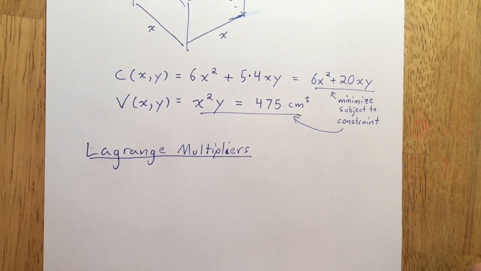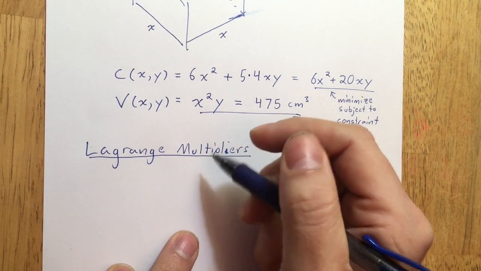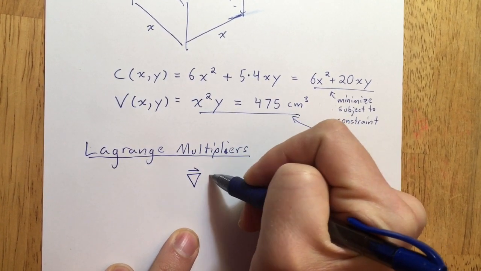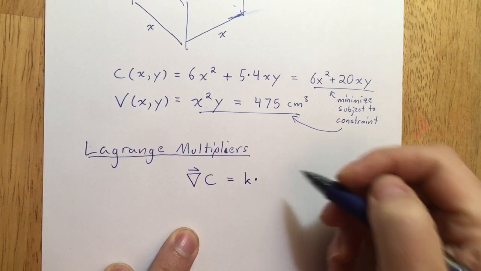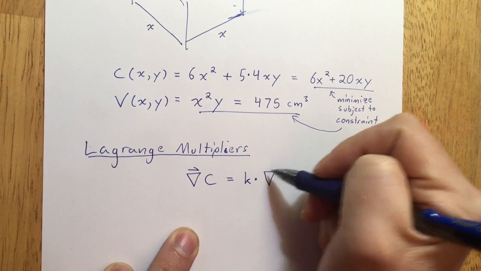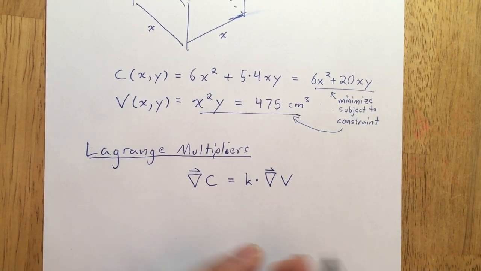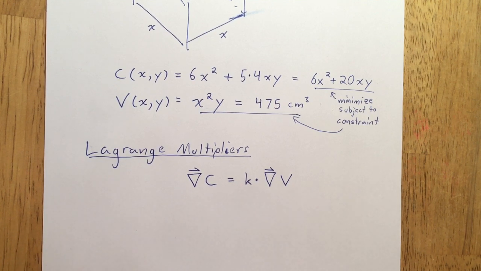Lagrange multipliers says that when you want to minimize a function subject to a constraint, the minimum will occur where the gradient vector of the function is parallel to the gradient vector of the constraint expression. In other words, all we're doing is finding where the gradient of the cost function is a multiple of, I'm going to multiply it by k, the gradient of the constraint function. That's all Lagrange multipliers is. You can choose whatever letter you want for this. It's just a letter that denotes the fact that these two vectors are going to be parallel, so they have to be scalar multiples of one another. So we just have to find where this happens.